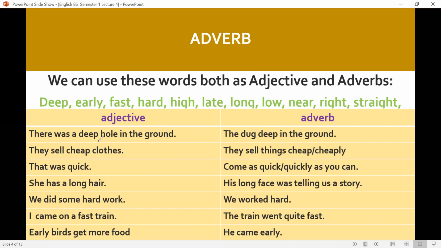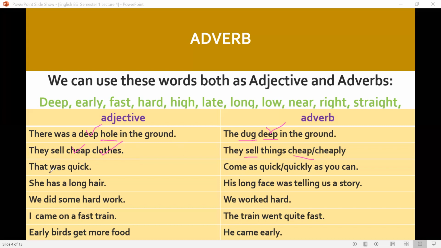There was a deep hole in the ground. Deep has come with hole. Hole is a noun. So, adjective. They dug deep. Dug is a verb. So deep comes with dug. Here it is an adverb. They sell cheap clothes. Clothes, noun; cheap, describing the noun. So cheap is an adjective here. They sell things cheap. Sell is a verb. Cheap has been used as an adverb here.